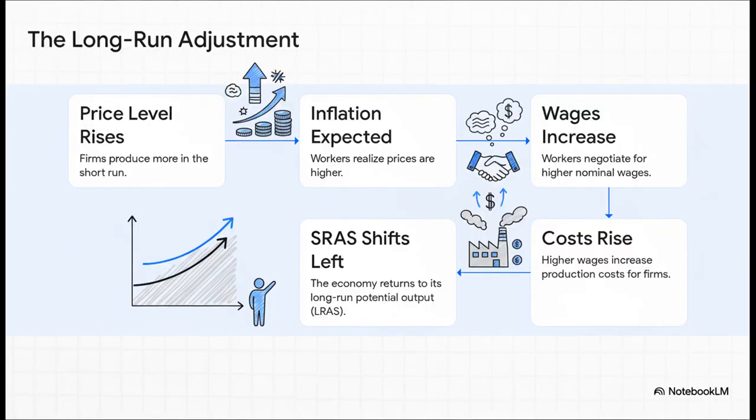So here's the really cool part. How does the short run actually connect to the long run? Imagine the price level goes up, okay? In the short run, firms start producing more. But then, workers start to realize, hey, everything's more expensive, and they demand higher wages. As those nominal wages rise, production costs for firms go up, and that increase in costs shifts the short-run aggregate supply curve back to the left. The economy ends up right back at its long-run potential, just with a higher price level. It basically self-corrects over time.